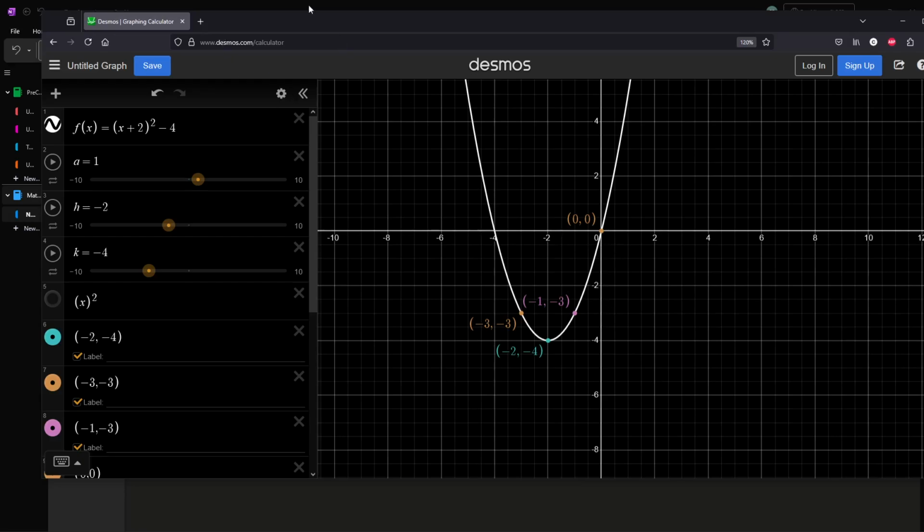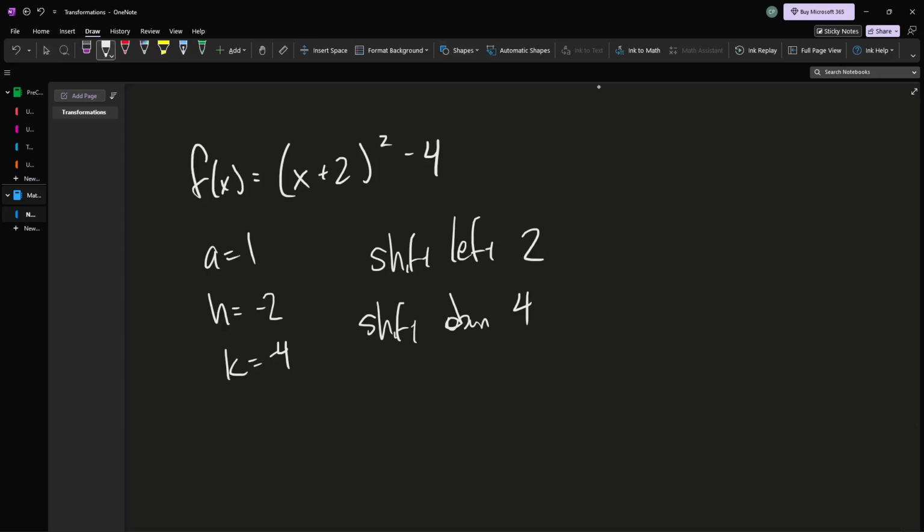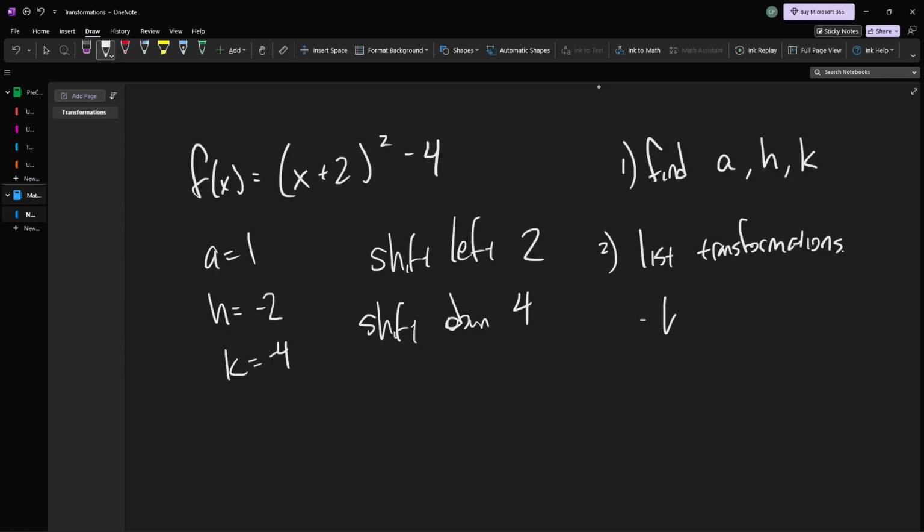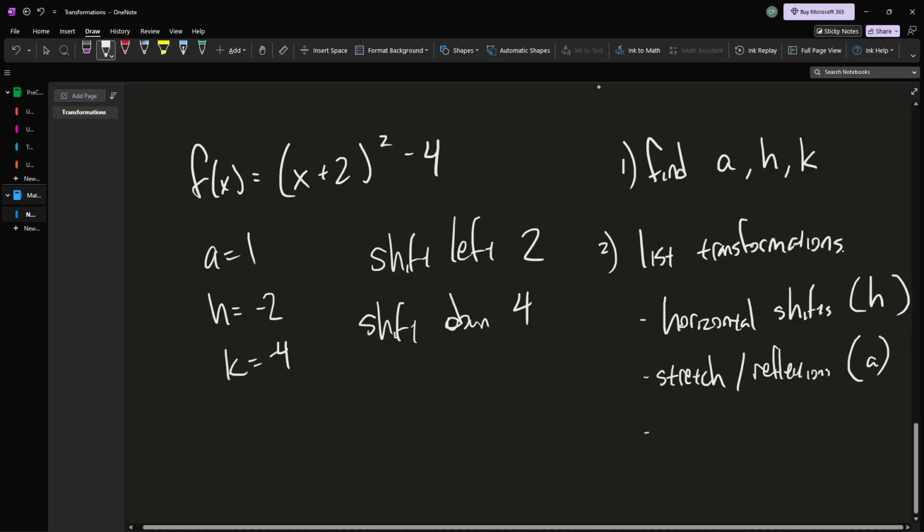We move our vertex, we list our transformations. Let's actually write this down. To graph transformations, first off, we find A, H, and K. Next up, you list transformations, and they have a specific order. The order is horizontal shifts, which is H. Then you do your stretch and reflections, which is A. Then you do vertical shift.